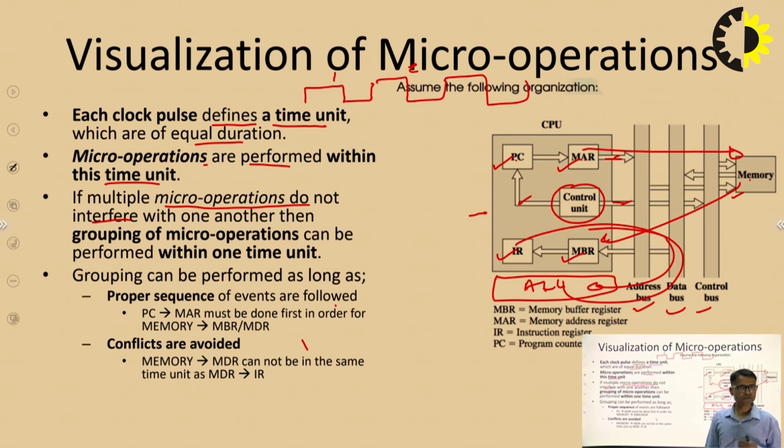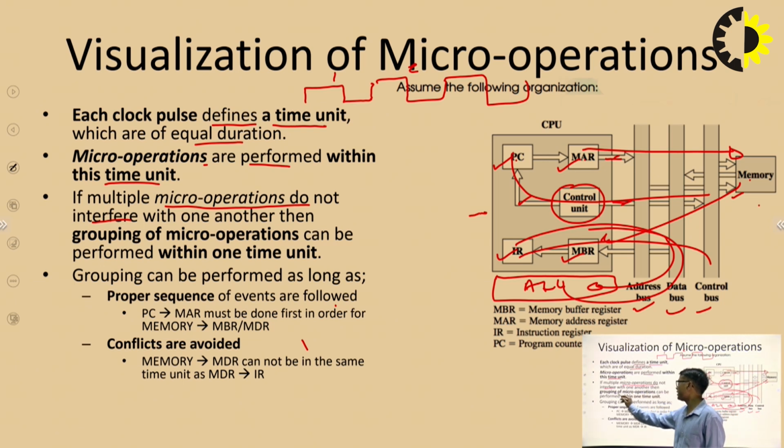In case there is no interference, with a separate path going here and a separate path going here, we can group these two micro operations in the same clock period. So multiple micro operations can be grouped together within the same time period. In one clock there will be multiple micro operations executing, provided they are non-overlapping, meaning there is no conflict in the physical resources, like the bus.